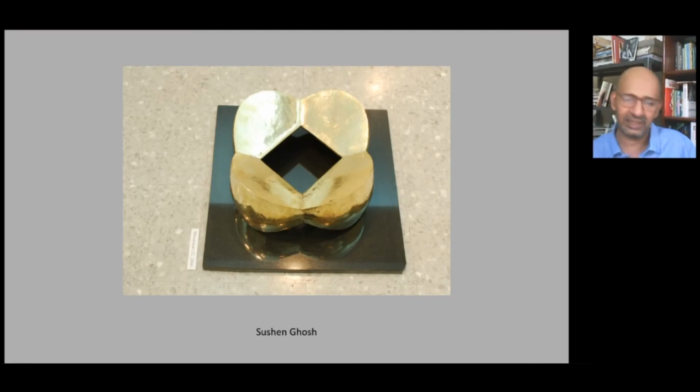But here we have another very important sculptor from Shantiniketan, who was also a student of Ramkinkar, but he decided very early in his life to give up figurative sculptures, human sculptures, and explore the non-figurative, the non-representational sculptures, that is abstract. So Sushen Ghosh is playing with different units of form.